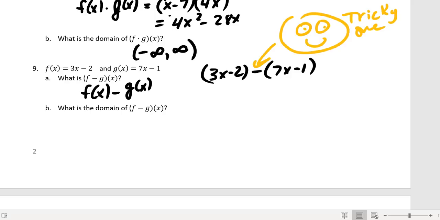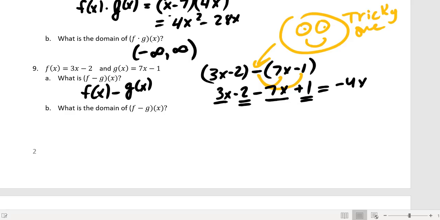With a minus, you need to make sure you distribute that minus to both members of the second parentheses. So I have 3x minus 2 minus 7x plus 1. And if I simplify that, I know I have like terms here. So I'm going to say negative 4x and minus 2 plus 1 will be minus 1. And my domain, just like the last problem, I have a linear equation and a linear equation, and linear equations always have a domain of negative infinity to positive infinity.